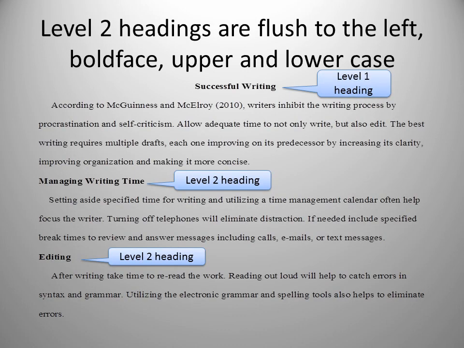Now here we're going to see a level 2 heading. So we have a level 1 heading, which is successful writing, and under successful writing in my outline I have some subsections I'd like to talk about, because when I introduce successful writing I talk about things that are important, and then I break those into sections, which would be managing writing time and the editing, which are mentioned in my first paragraph. So the level 1 heading, as we said, is centered, bold, and has the first letters capitalized.